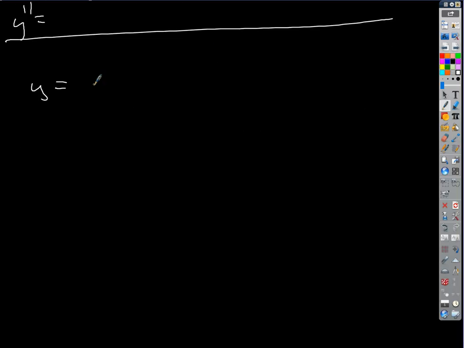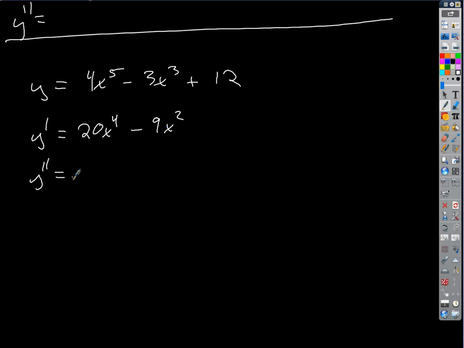What about this? What if I have something like y equals 4x to the fifth minus 3x cubed plus 12? What's y prime? That's a pretty quick one. 20x to the fourth minus 9x squared. Okay, what's y double prime? What's that mean? The derivative of the derivative. Okay, good. So that's going to be?